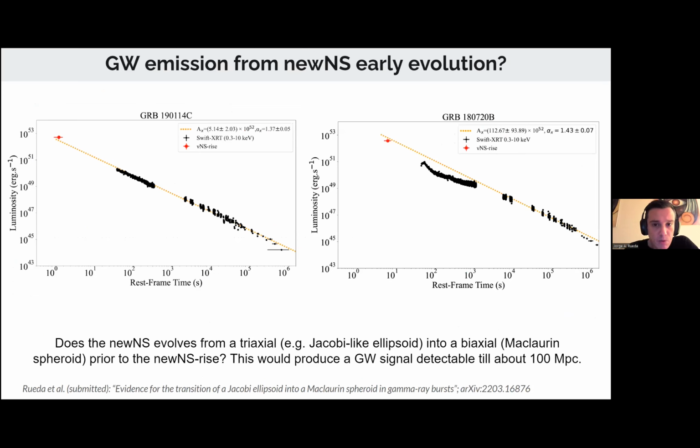We have analyzed possible gravitational wave emission also from the transition in the very early life of the newborn neutron star, if it gets initially triaxial and then makes a transition from triaxiality to axisymmetry. In this very early evolution, it can make gravitational wave bursts that can be observed, more or less following our estimates, up to 100 megaparsec distance.